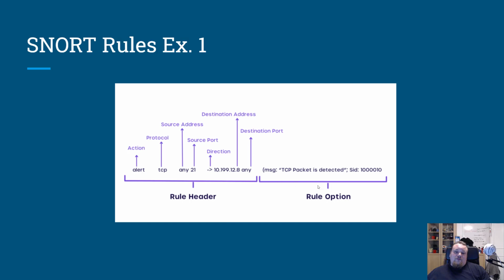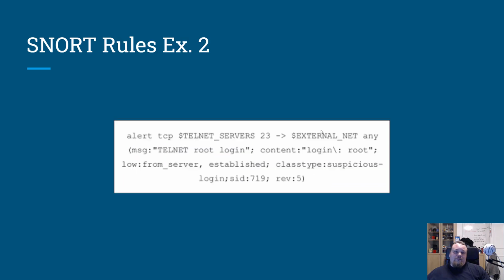And the actual message inside of this would basically just say that the TCP packet is detected, and the SID number is just a number that identifies which kind of rule it is. So in this case it's 1,000,010. That is the rule number, and the next one could be 1,000,011 and 12 and 13 and so on. So this is one of the examples of a Snort rule.